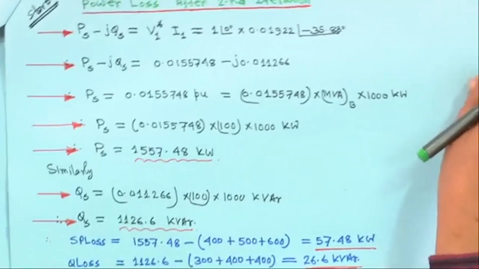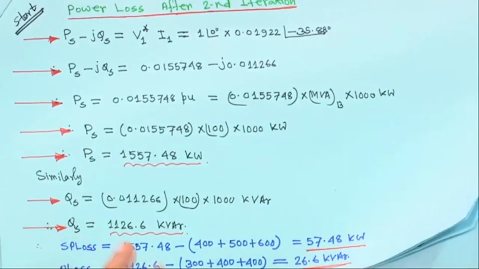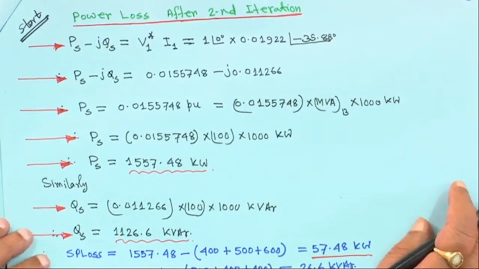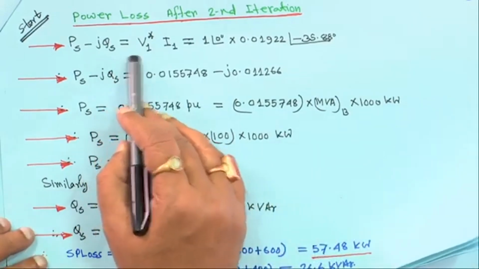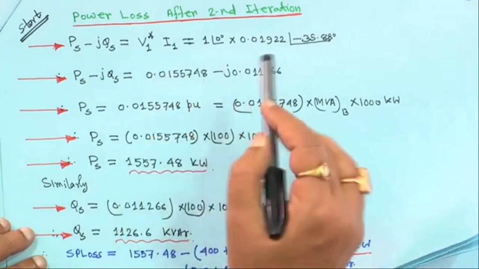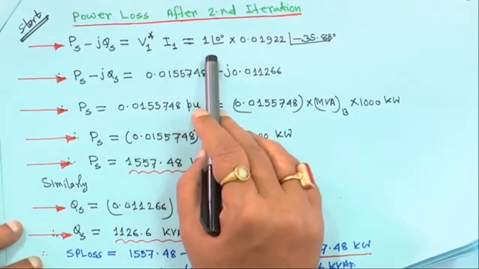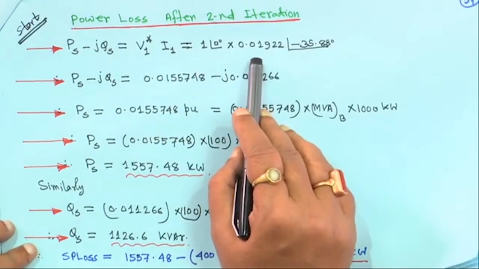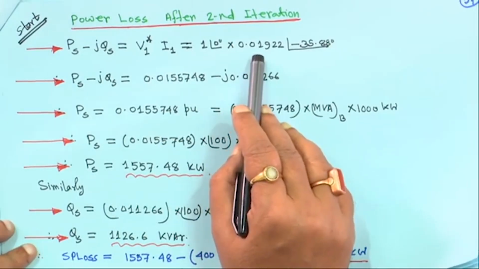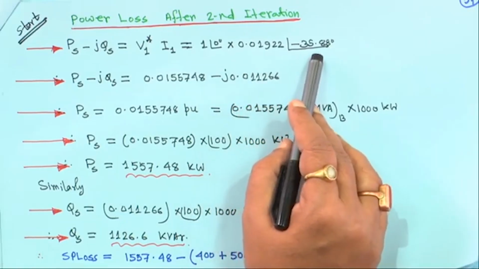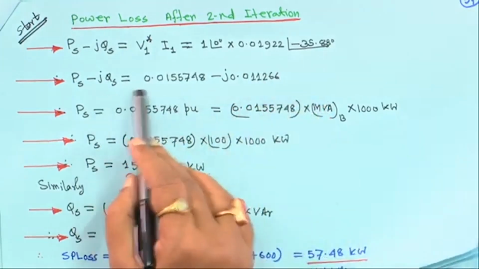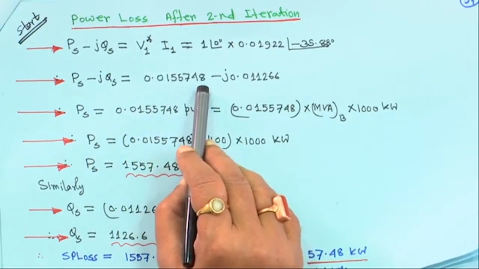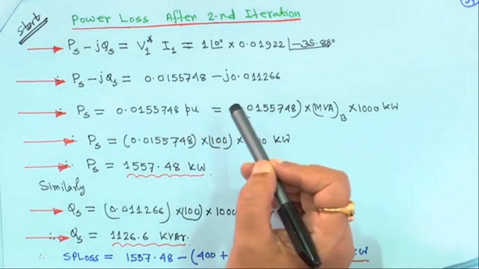Same way I have made it here for you, the power loss after second iteration. Of course, this is not exact because we have to move for another one or two iterations. So, here also we are writing PS minus jQS is equal to V1 conjugate I1. I told you V1 is 1 angle 0, and I1, after the second iteration, we have seen, is 0.01922 angle minus 35.8 degree. That means PS minus jQS is equal to 0.0155748.